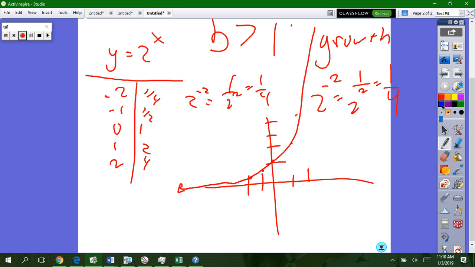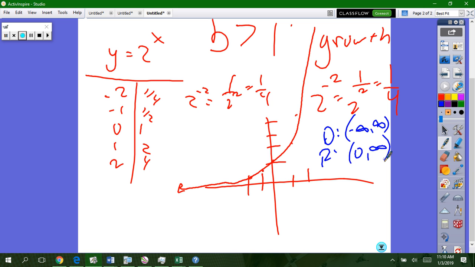Hey, let's talk about domain. What's that? Zero to infinity. We're not touching anything, right? We're exposed to it. That's an exponential growth, because as I move from left to right, it increases.